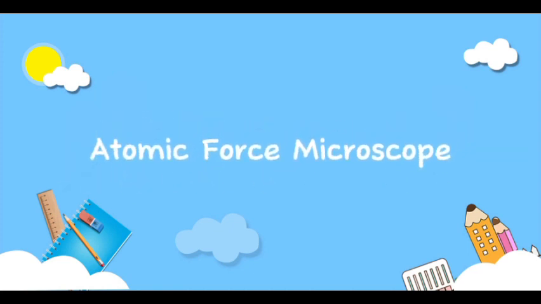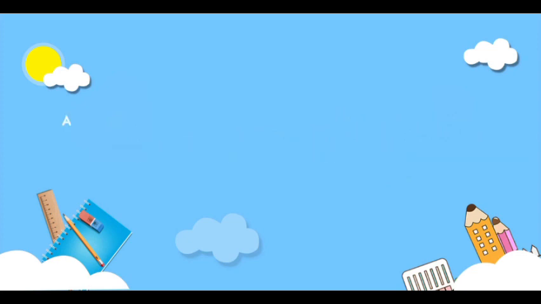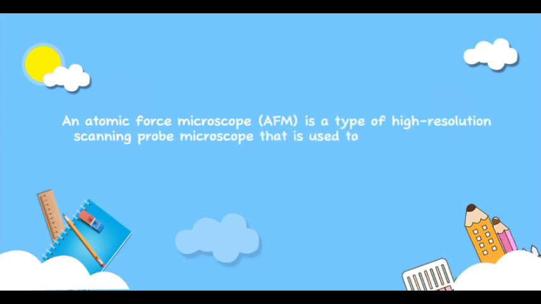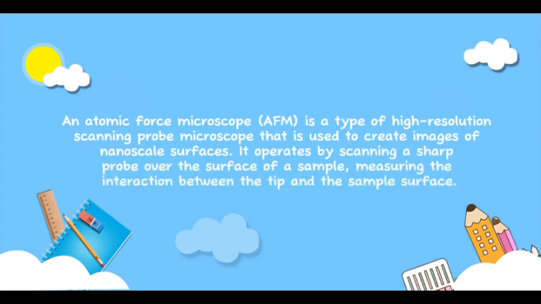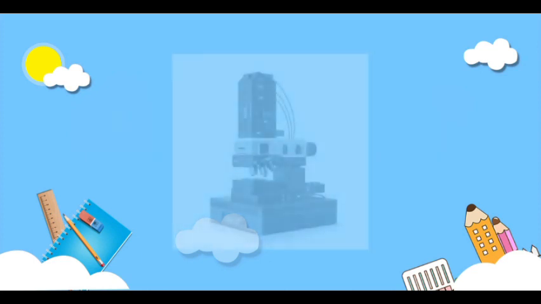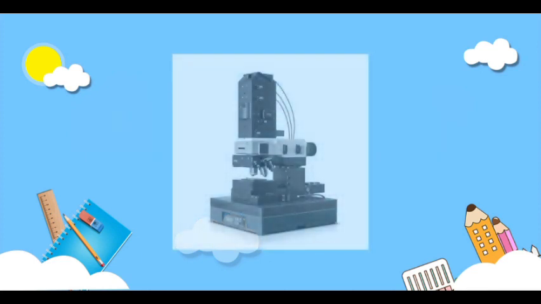Next, we have the atomic force microscope. An atomic force microscope, or AFM, is a type of high-resolution scanning probe microscope that is used to create images of nanoscale surfaces. It operates by scanning a sharp probe over the surface of a sample, measuring the interaction between the tip and the sample surface.